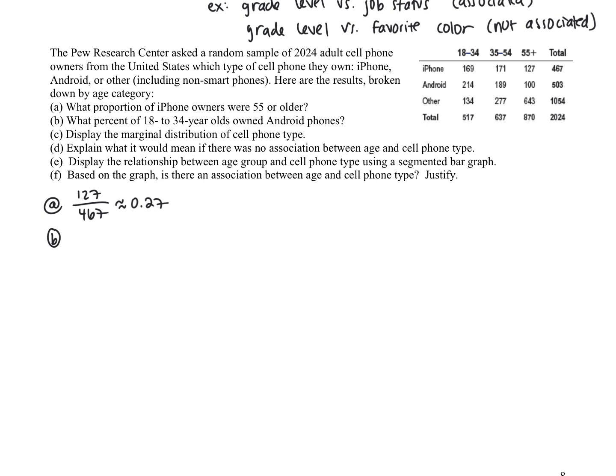B, what percent of 18 to 34-year-olds owned Android phones? So this time, we're only looking at the 517 18 to 34-year-olds. So this time we're looking vertically. And out of those 18 to 34-year-olds, 214 owned an Android phone. Now, one thing I want you to pay very close attention to. Part A asked you for a proportion, which is a decimal. Part B is asking you for a percent. I will be picky on that. So you need to make sure that you express your answer the way that you were asked. So this is about 41.4%.